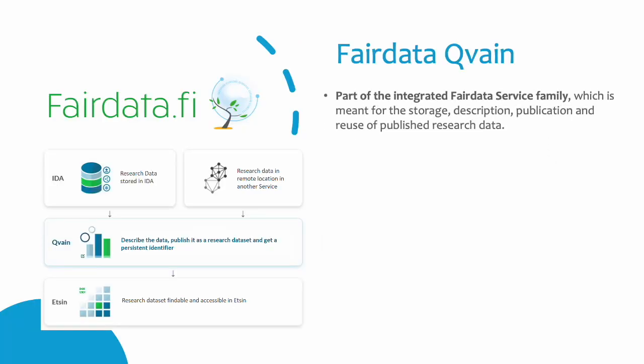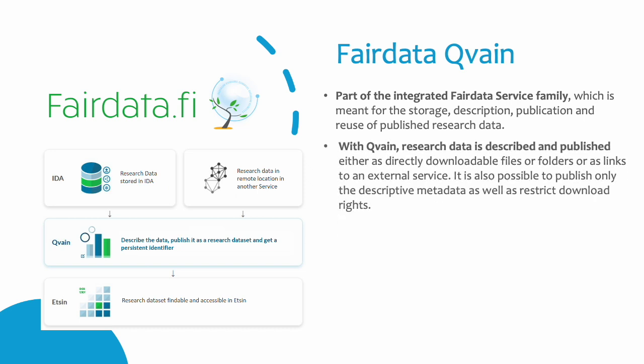Qvain is part of the Fairdata service family, intended for storing, describing, and publishing research data. Published data can be found and utilized by other users in accordance with the set usage rights. With Qvain, research data is described and published. As part of the description, data can be published so that it can be downloaded for reuse, either freely or with restrictions, or the data can be linked from an external service. The descriptive information can also be published without any data.